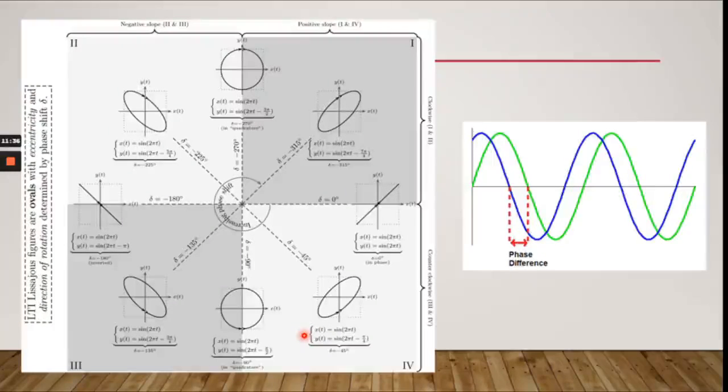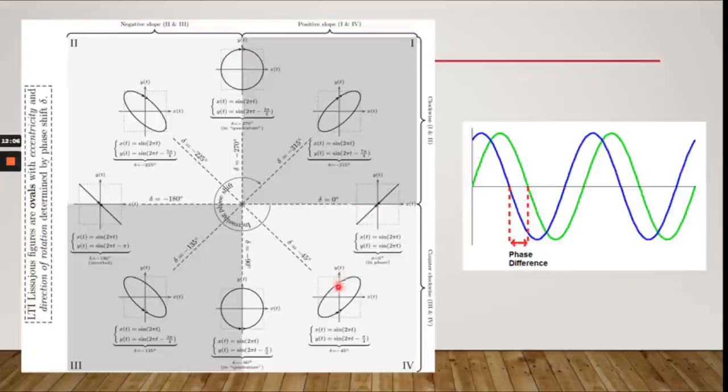Okay, so when we talk about phase difference, this is what we are measuring: the phase difference between the two signals, how far apart they are. So remember that we can only use this if the amplitude is the same and the frequency is the same. If any of it is different, then we cannot use it to do phase measurement. We cannot apply the Lissajous figures.